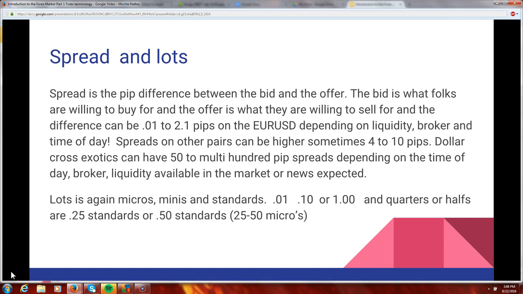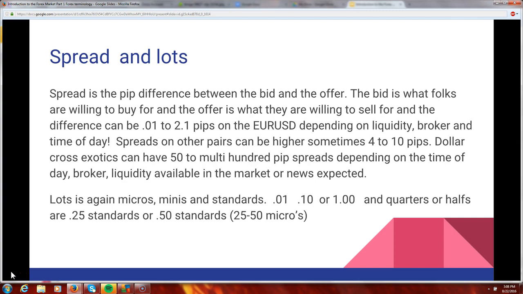So let's talk about lots. You can have a micro lot, a mini lot, and a standard lot, and that's basically 0.01, 0.10, or 1.0. Some brokers, a few of them, will actually allow you to trade in nano lots. I know that Oanda lets you trade in any amount whatsoever. And even my broker, Forex Broker Incorporated, lets me trade minis and micros.